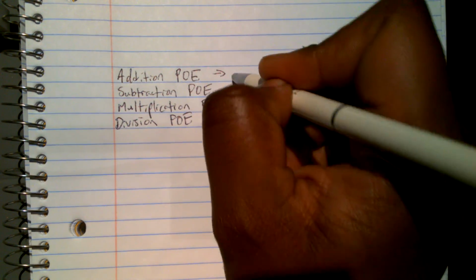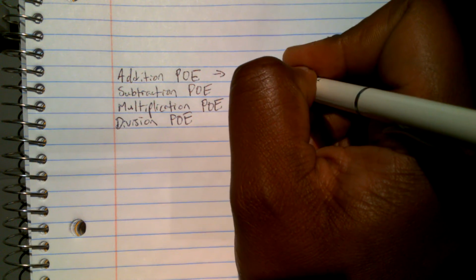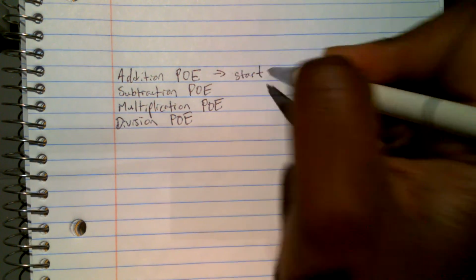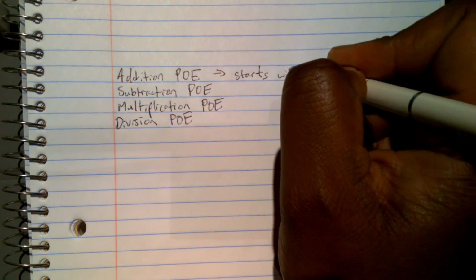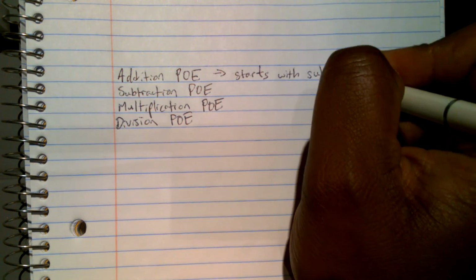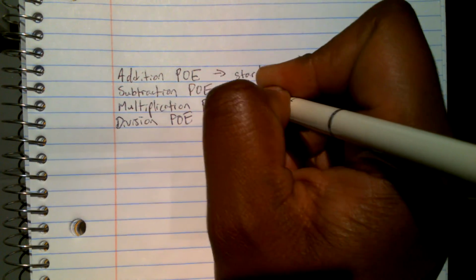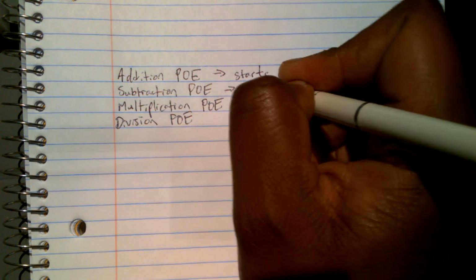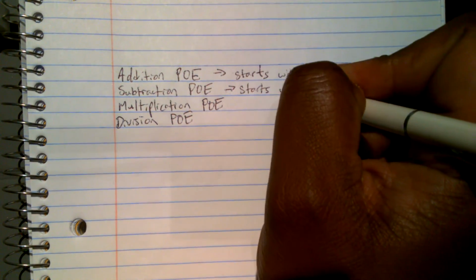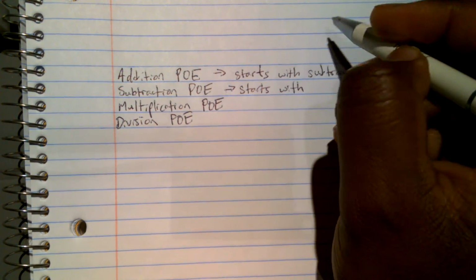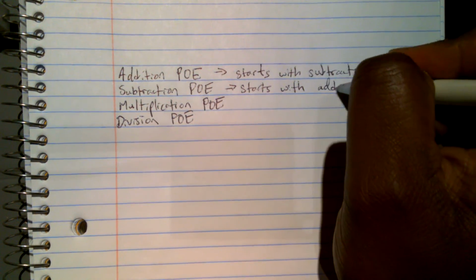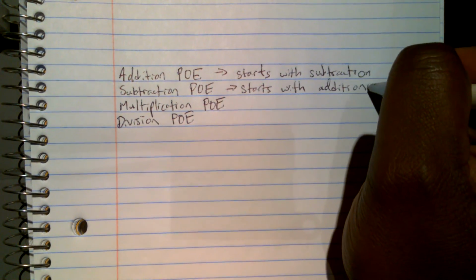So with addition property of equality, your equation starts with subtraction. With subtraction, the equation starts with addition. Notice the opposites.